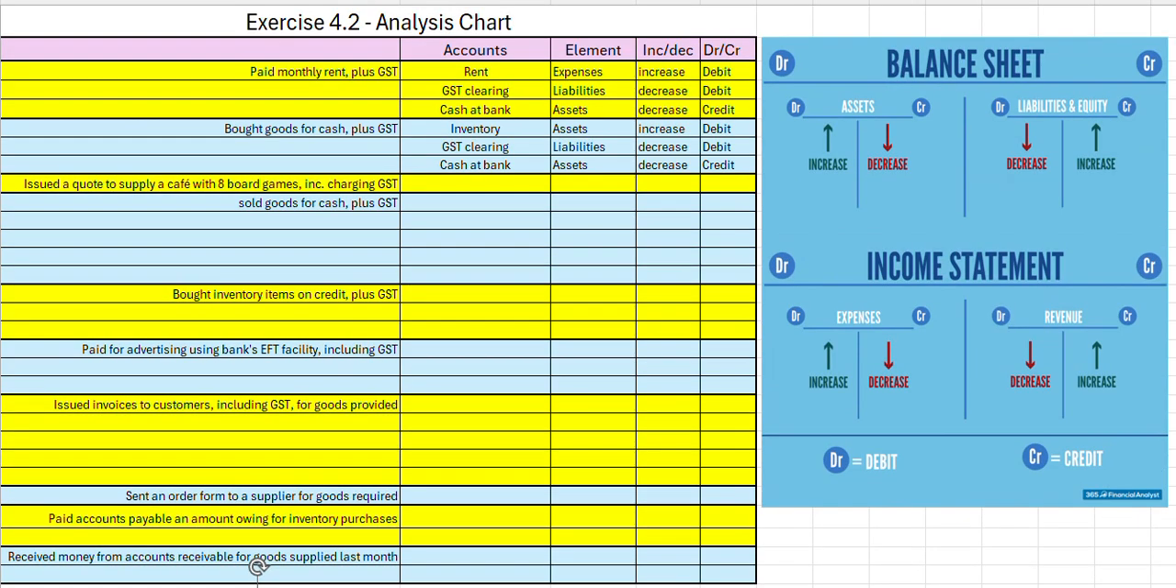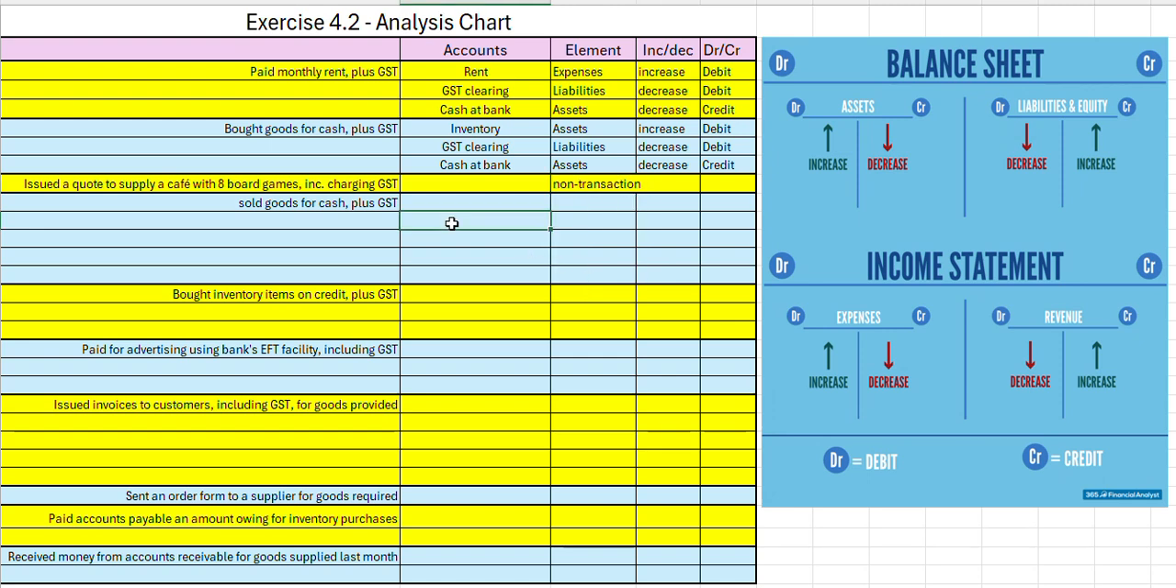So in this case, neither. A quote is simply a statement, a promise, an obligation. There's no cash changing hands. There's no inventory changing hands. So in accounting terms, we ignore this. So this is simply a non-transaction.